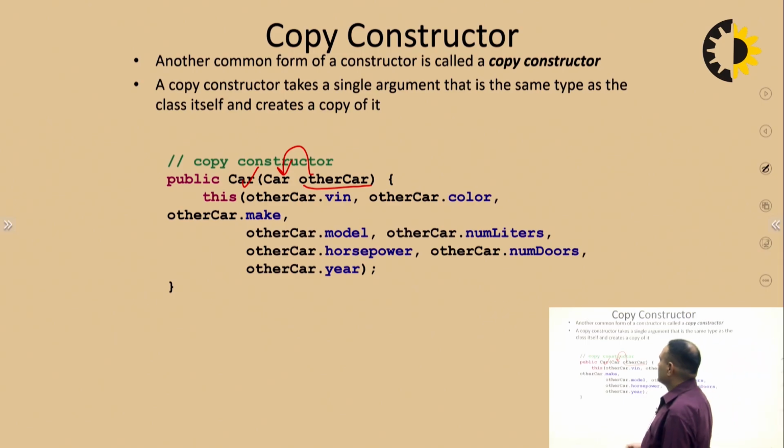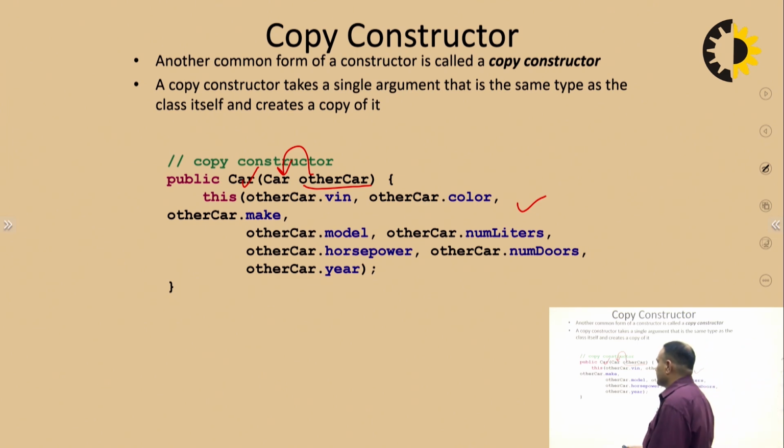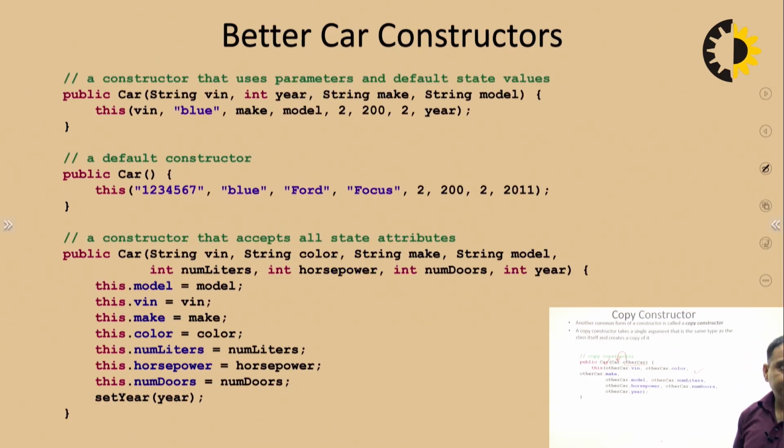So in the source code, we are using the same constructor as in the previous slides. Through this constructor, we are assigning the data from the existing object to the new object which is created recently. This is known as a copy constructor.